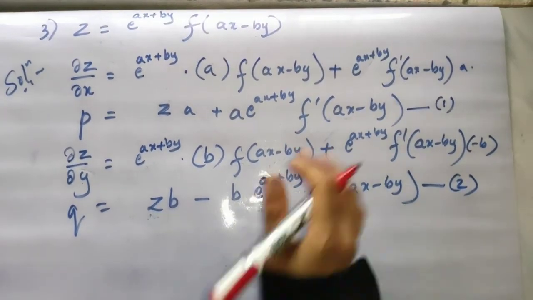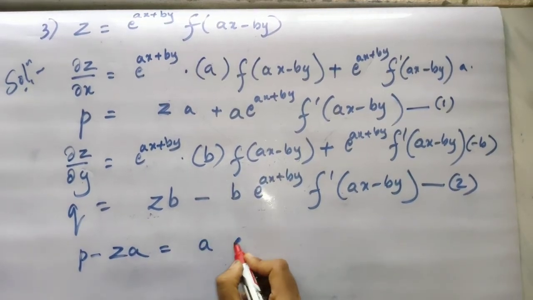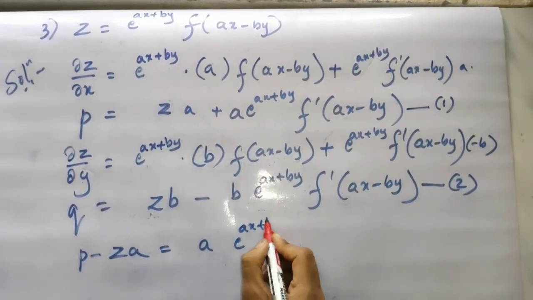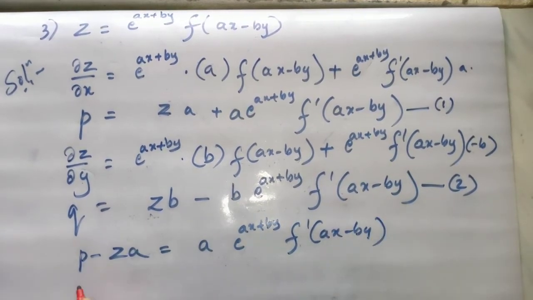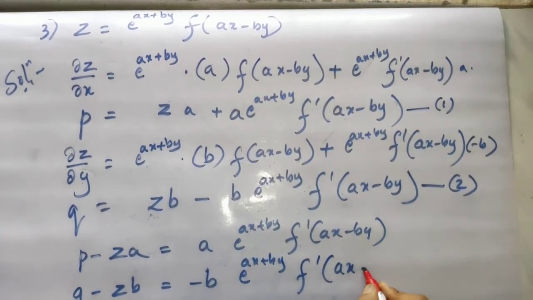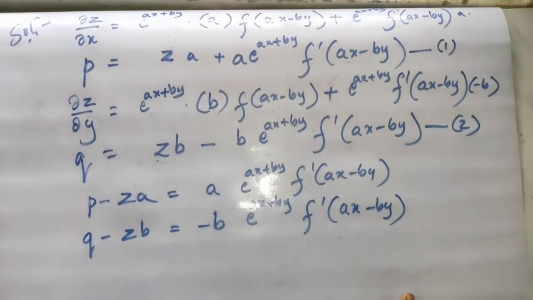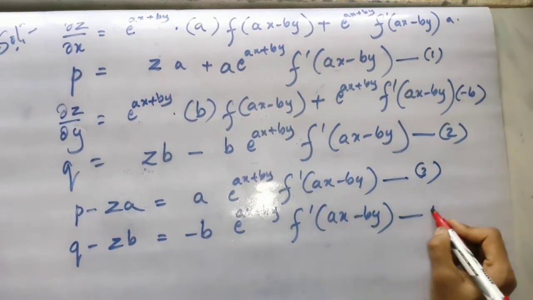Okay, equation 1 can be written as p minus z into a is equal to a into e to power ax plus by into f dash of ax minus by. Similarly, equation 2 can be written as q minus z into b is equal to minus b into e to power ax plus by into f dash of ax minus by, like this. Okay, now I can call these equation 3 and equation 4.